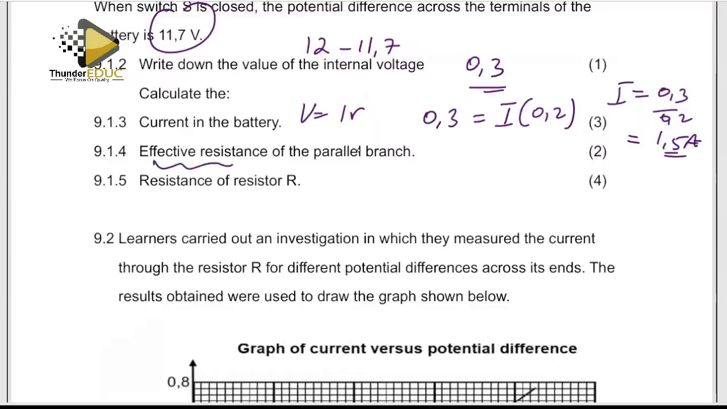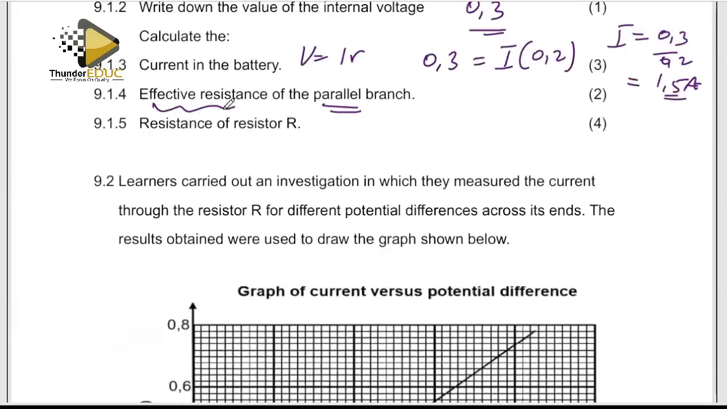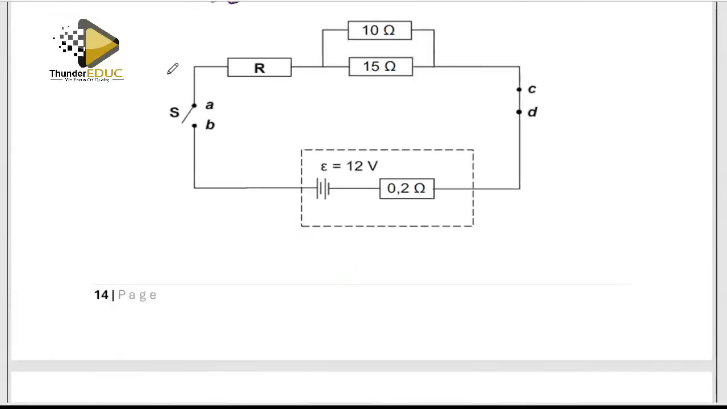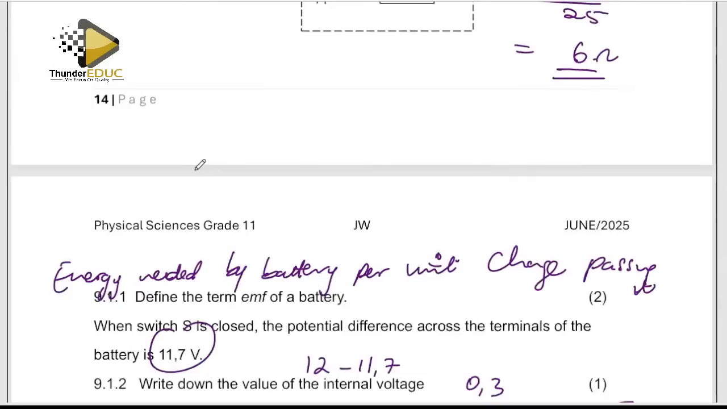And then the effective resistance of the parallel branch. So when we look at the parallel branch, we're having the 10 and the 15. So we can use the product over the sum. So 10 times 15 over 10 plus 15, which is the same as 150 over 25. And what do we end up with? It's just the 6 ohms. Okay, so that is what the question wanted there.